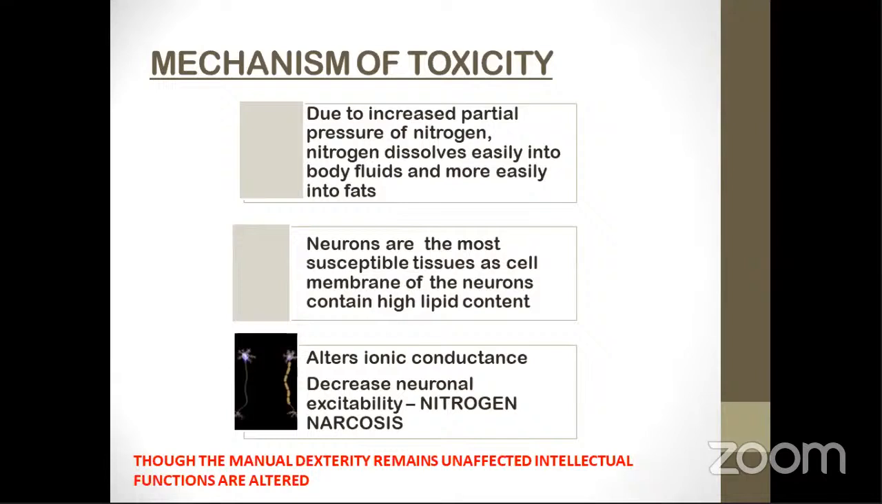And the most important function that is affected under nitrogen narcosis is intellectual functions. Intellectual functions are altered, but manual dexterity functions will be unaffected. So neurons are the most important tissue, the mostly affected tissue with nitrogen. Mechanism of toxicity is important.